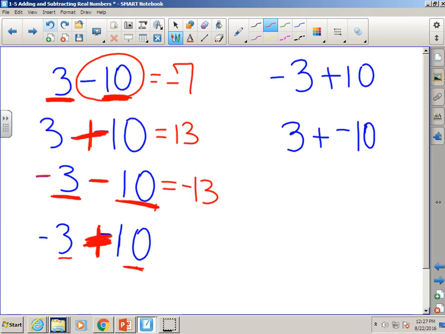Now we can identify what gang each one is from. So 3 is from the negative gang. 10 is from the positive gang. Friends or we're going to fight? We're going to fight, right? We're enemies, different gangs. So when we fight, how many are left over that are not fighting? 7. And they are all from what gang? Positive. So 7 stays just 7. So negative 3 plus a 10 is 7.